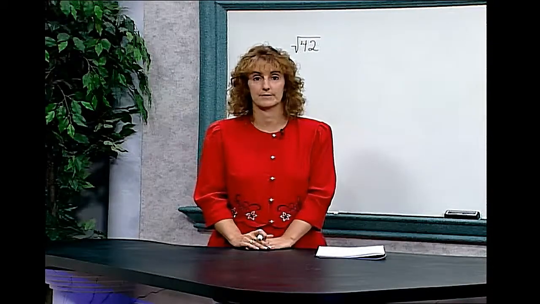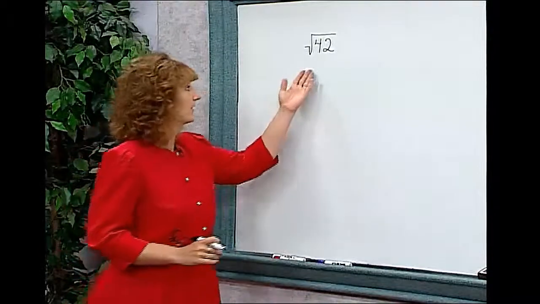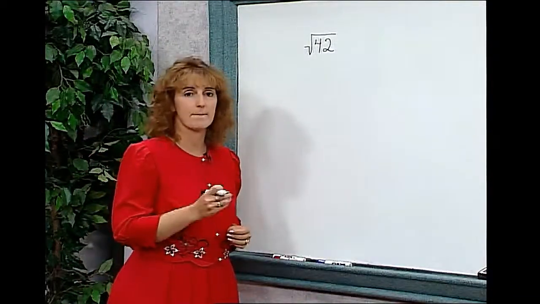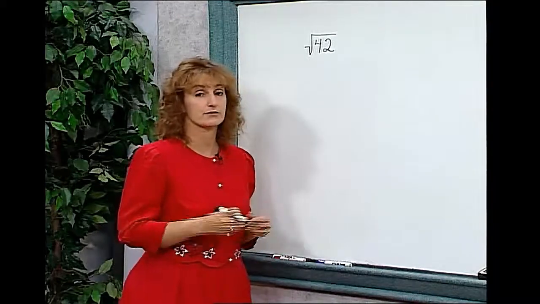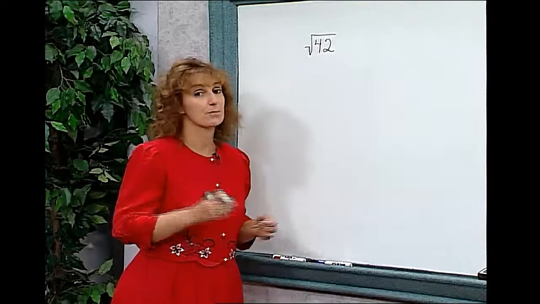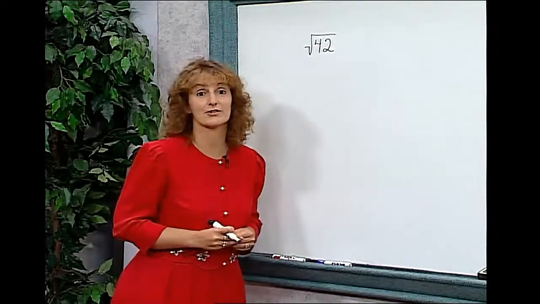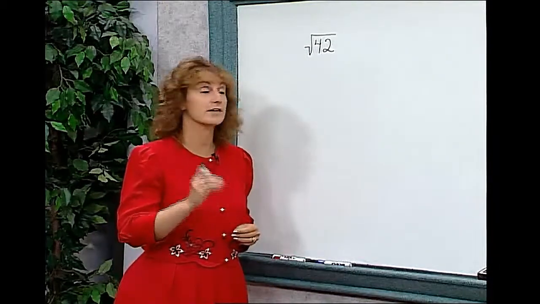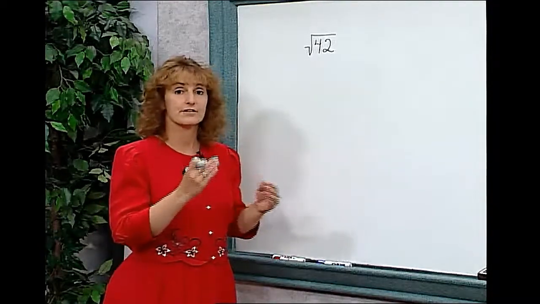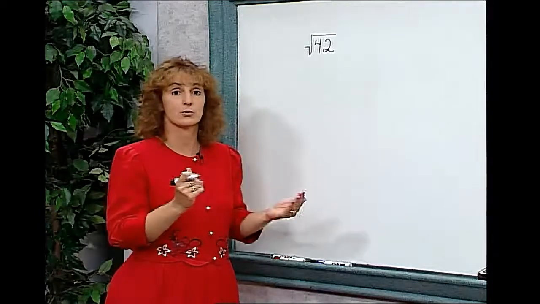Sometimes the square root of a number does not come out to be a whole number. In these cases, we need to estimate the square root. Let's look at an example, the square root of 42. If we tried to find what number times itself equals 42, we would never be able to find the answer. If you don't believe me, stop the tape and use your calculator now. You will never find a number times itself that equals 42. So we have to estimate what it is in between.